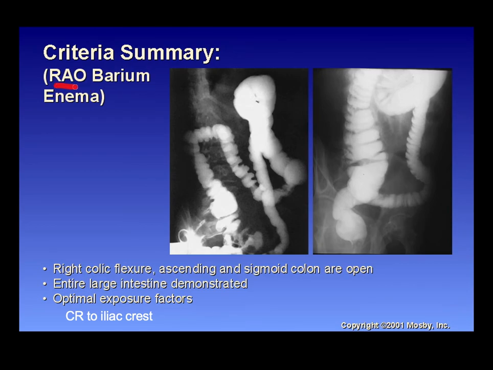So the RAO: the right colic flexure, ascending, and sigmoid colon are open, okay? The RAO shows the right colic flexure and the sigmoid colon open. The entire large intestine is demonstrated, so make sure that you get all of the large intestine in there. Optimal exposure factors. Central ray should be at the iliac crest to include all of the important anatomy. But your RAO will open that right colic flexure, ascending, and the sigmoid colon, okay?